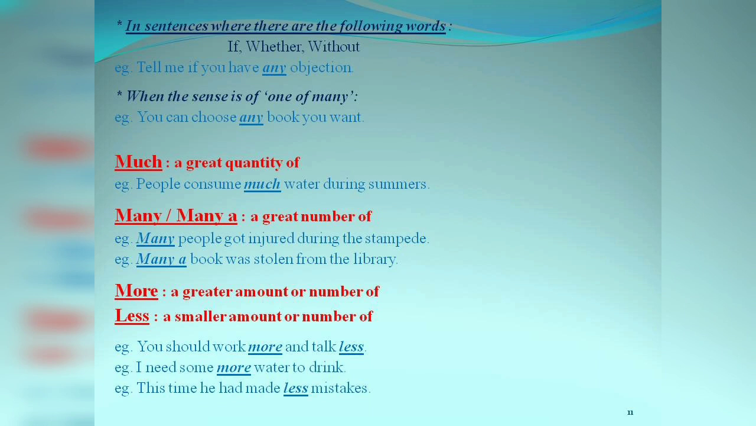Next is much, a great quantity of. Like, people consume much water during summers. Many and many a. Both of these determiners convey the same sense, a great number of, but their uses are quite different from each other. After many, we always use a plural noun and the verb must be plural as well. And after many a we use a singular noun and the verb should also be singular.